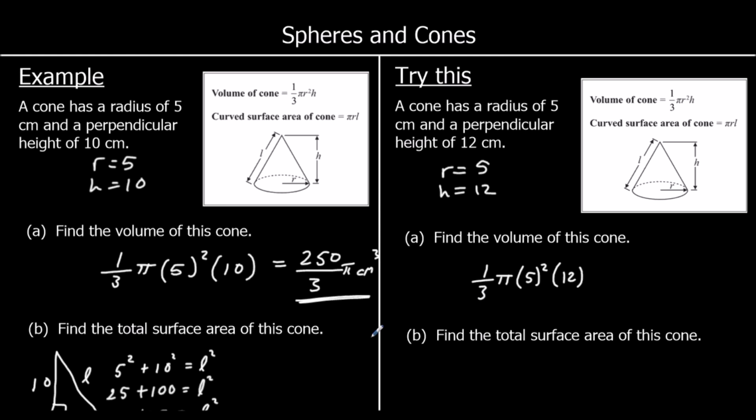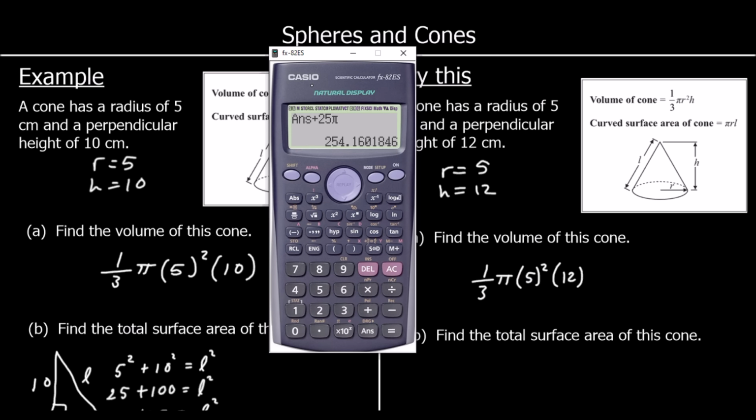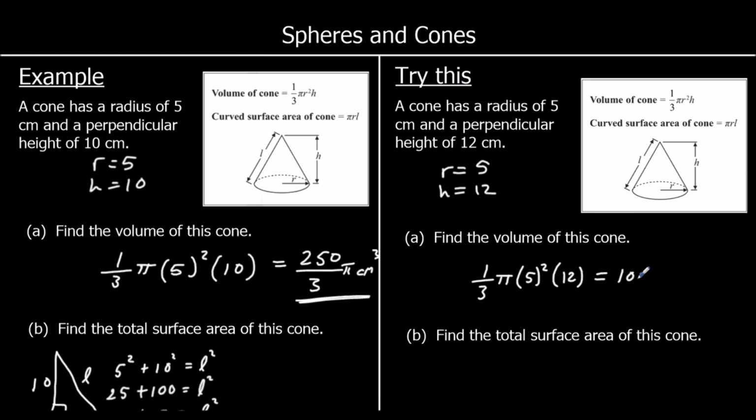I'm going to type this into the calculator. So 1/3 pi times 5 squared times 12, and that's 100 pi. So 100 pi, or 314.159, and so on. So 100 pi centimeters cubed. It's in volume, so it's centimeters cubed. Find the total surface area.